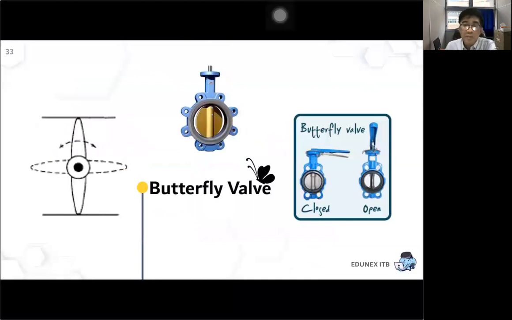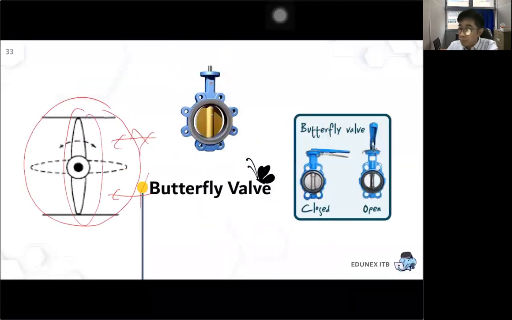Okay, the other type is the butterfly valve. The butterfly valve can be used to adjust the flow rate, but the opening is slightly different from other types of valve. It will be like this. So in this position, there will be no flow. But when it's slightly moved, like this one, or maybe move this one, then there will be more flow inside the pipeline.